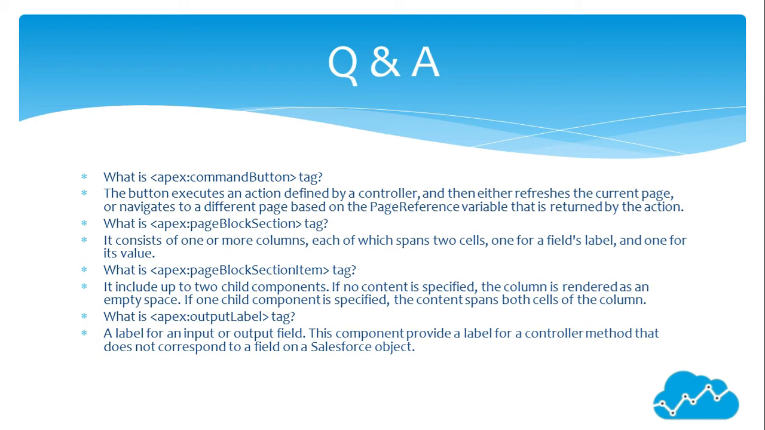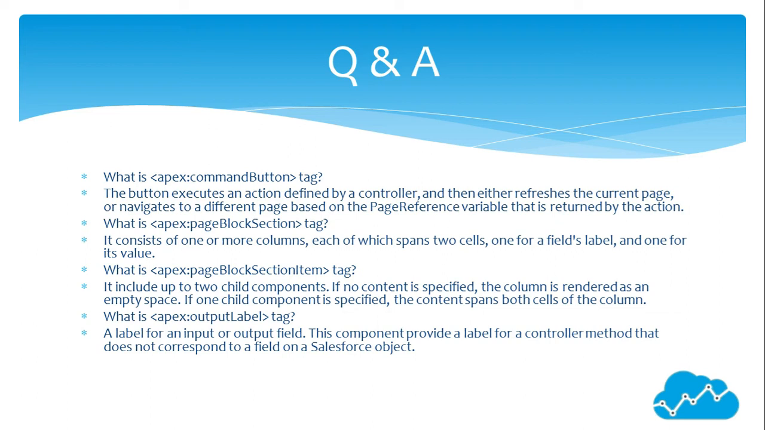What is Apex page block section tag? It consists of one or more columns, each of which spans two cells, one for a field's label and one for its value. What is Apex page block section item tag? It includes up to two child components. If no content is specified, the column is rendered as an empty space. If one child component is specified, the content spans both cells of the column.